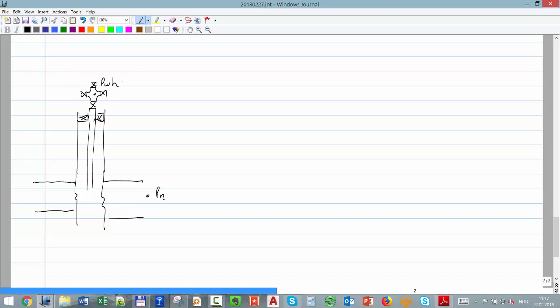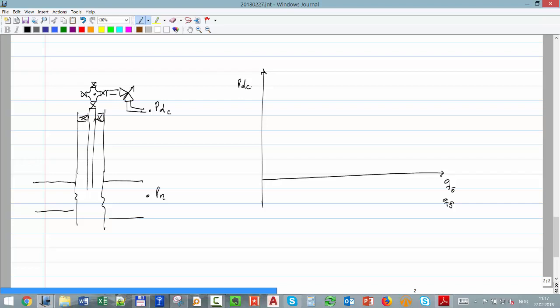Okay, or to make something, let's do something else. So here I'm going to put the choke. That's the symbol of a choke, and I'm going to make it adjustable. And I want to calculate the pressure downstream of the choke, pressure PDC. So how is that pressure going to look? Q, remember, oil or Q gas, and here I have PDC. How is that curve going to look?